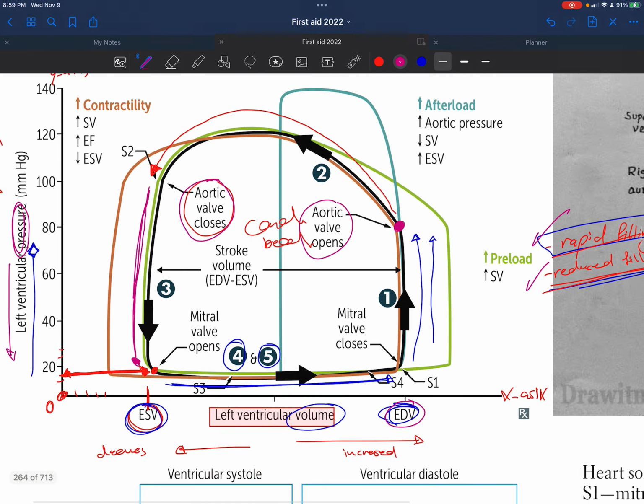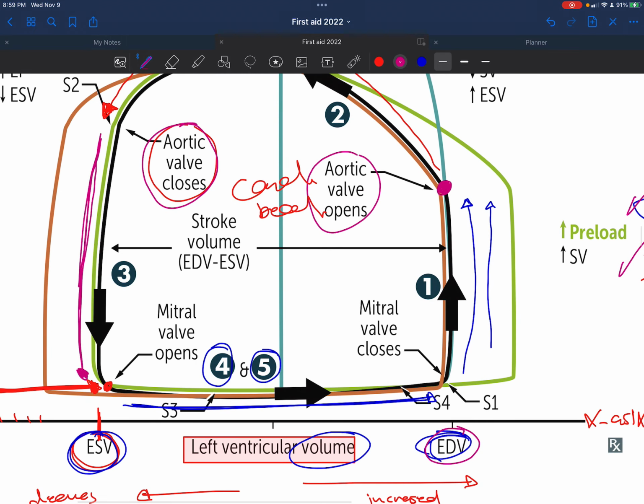So the amount of blood leaving the heart is basically the difference between how much has stayed in the ventricle after the relaxation, and the amount of blood that has stayed after the contraction. Actually, I'm talking about the stroke volume. So this is the stroke volume, okay? This is the amount of blood that is leaving the heart.